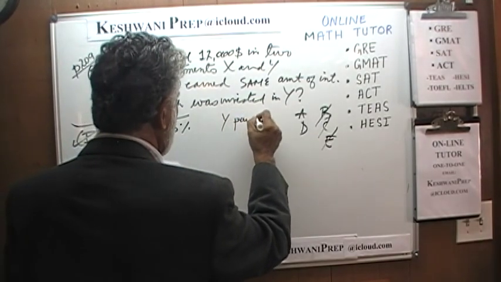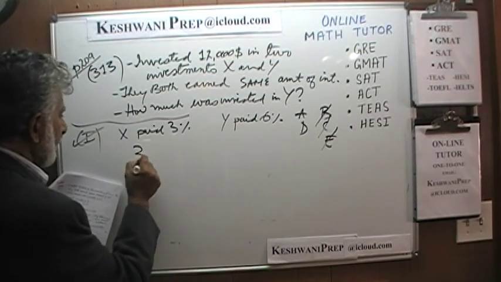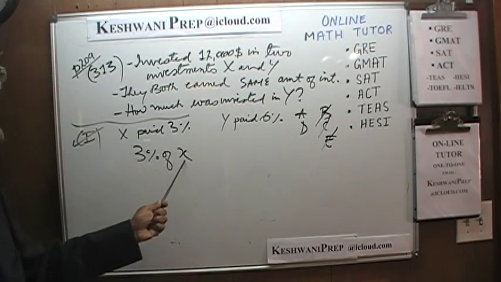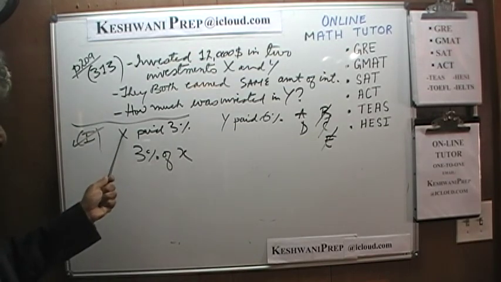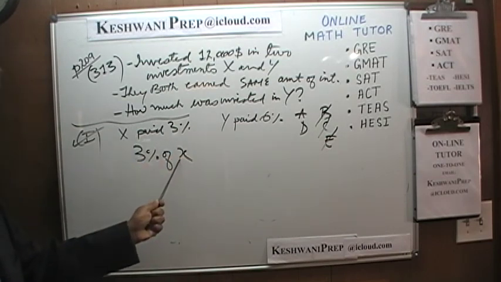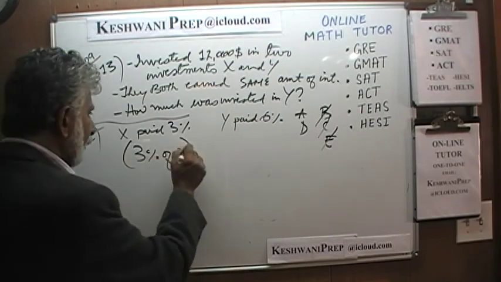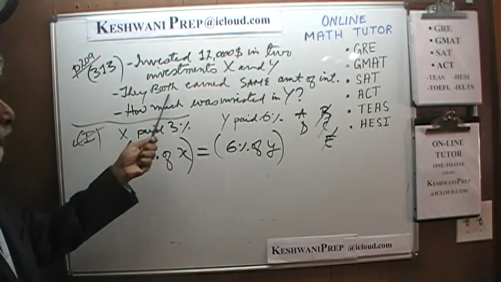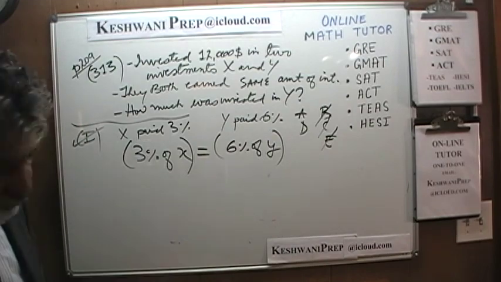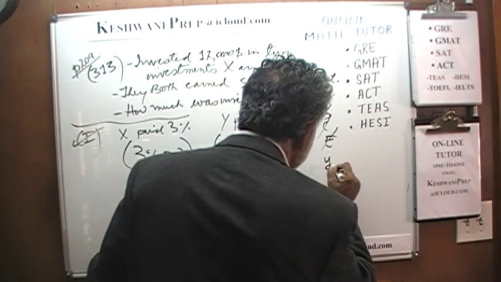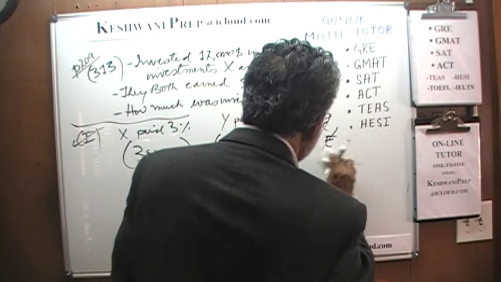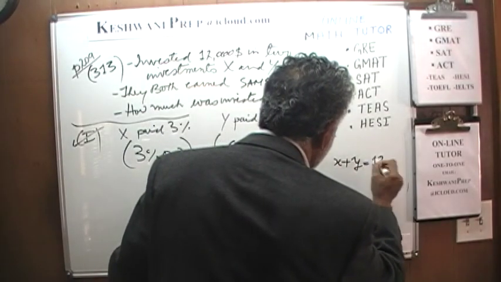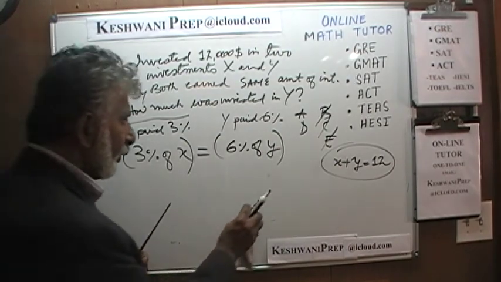Y paid 6%. So 3% of X. I'm going to use small letter x to represent the amount of money invested in investment X. Big letters are their names, and a small letter is the amount of money that we invested. 3% of X has to equal 6% of Y, because we were told that they both earned the same amount of interest. But Y is simply equal to 12 minus x, because the amounts invested in X and Y have to add up to 12,000. So Y is simply 12 minus x.